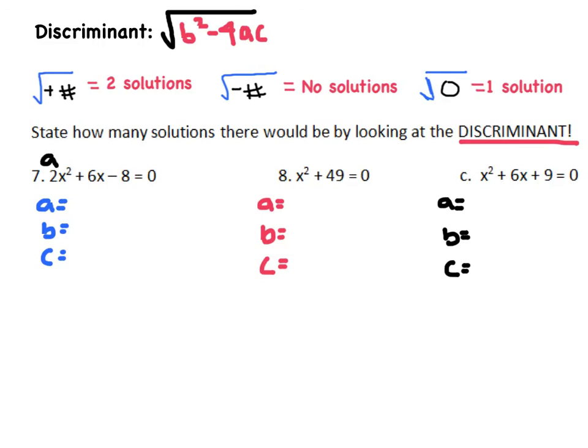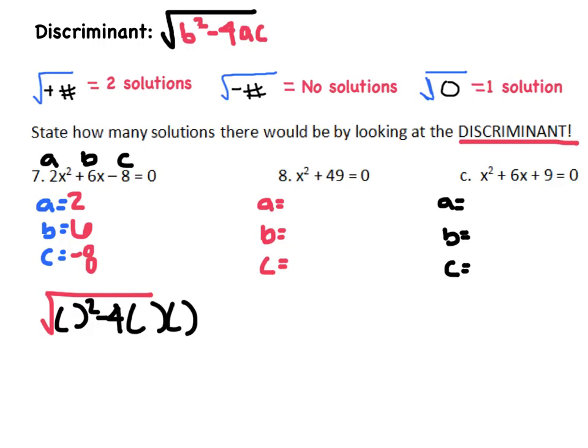Number 7. First identify a, b, and c. Notice this is in standard form, that's why I can jump to that. a is 2, b is 6, c is negative 8, so let's plug this in. b squared minus 4 times a times c. 6 squared minus 4 times 2 times negative 8. When I work that out, I get 100. Well, if the number is positive, then that tells me that there are two solutions.